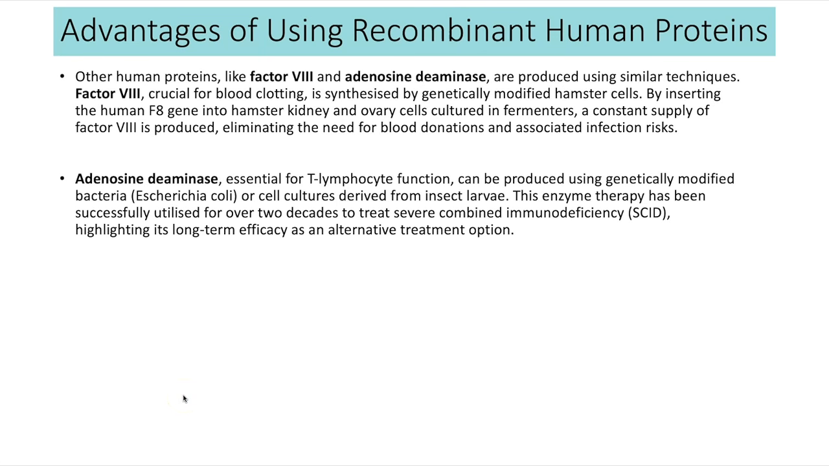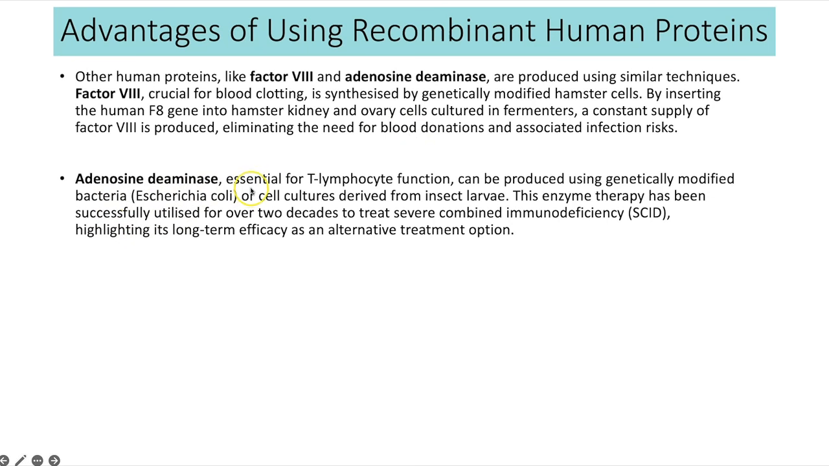So other human proteins like factor VIII and adenosine deaminase are produced using similar technologies. So we've got that factor VIII is crucial for blood clotting, and it's synthesized by genetically modifying hamster cells. And by inserting the human factor VIII gene into the hamster kidney and ovary cells cultured in fermenters, a constant supply of factor VIII is produced, and that eliminates the need for blood donations and therefore the associated infection risk and the availability of the blood.